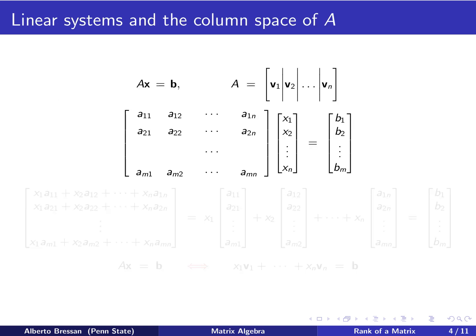Okay, so let's consider a linear system, and we want to make a connection of this linear system with the column space of A, which we just defined. So I have Ax equals b. That's my system, and A is a matrix, and I can consider this as a collection of column vectors v1, v2, to vn. And then we can write out the system, with all the elements in A times x, the unknown vector, equals b, the right-hand side.